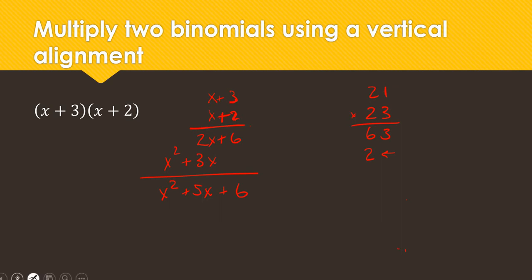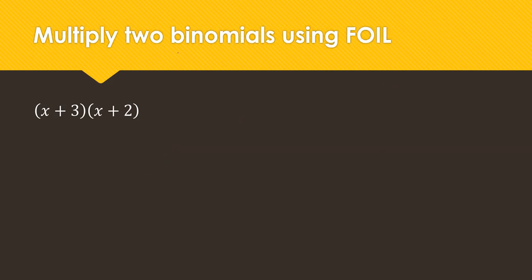The last way is the most common way that we're going to use when we multiply two binomials, and that's a method called FOIL. FOIL stands for first for the F, O stands for outer, I stands for inner, and L stands for last. So it just gives me a method whereby I can remember exactly what I have to multiply. So first, that stands for the first term in each binomial. So for first, I'm going to get x times x, or x squared.